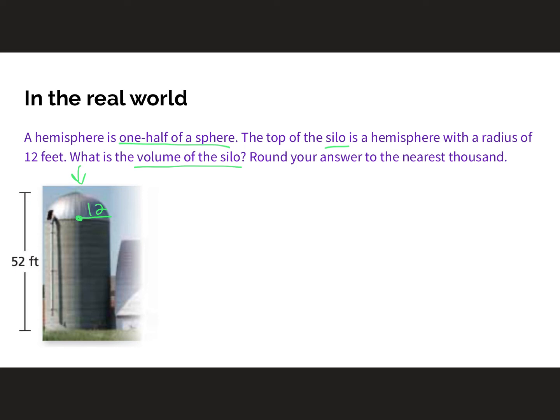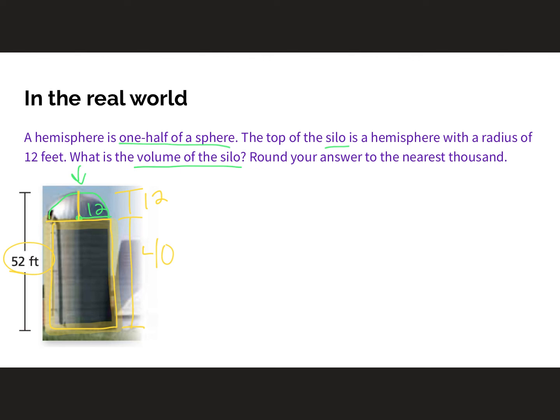Okay, so we have two different shapes here. We have a hemisphere on top, and then underneath that, we have a cylinder. Oops, meant to do that with a pen. So we have a cylinder with a hemisphere on top. The problem is I know the total height. I do not know the height of this silo. So this part of it right here is separate from this part. This part is 12 feet, so this is a hemisphere, so this dimension's also 12. So we're going to subtract 12 from 52 to get this height is 40.